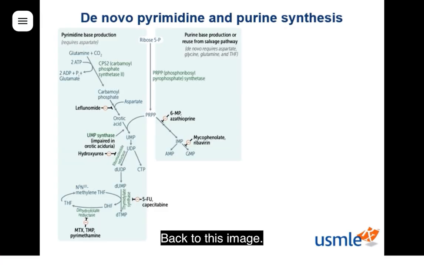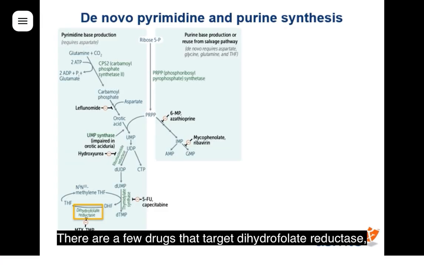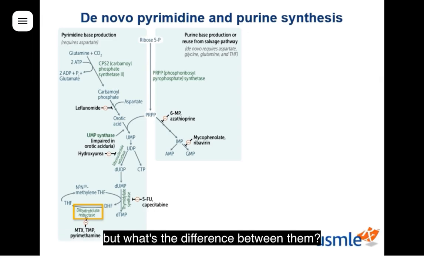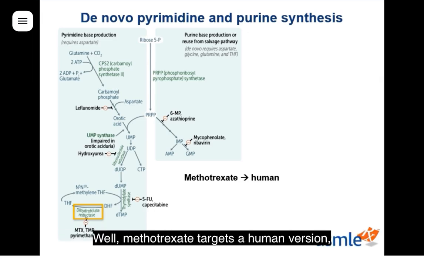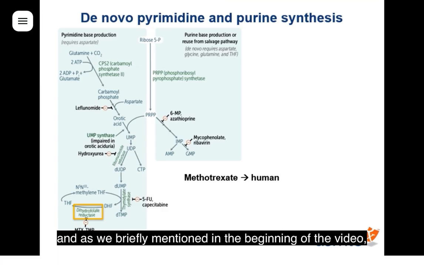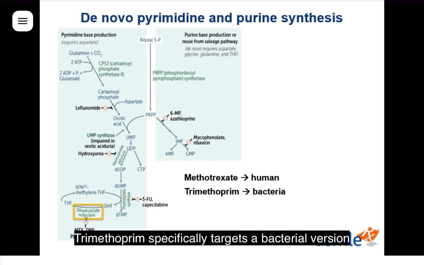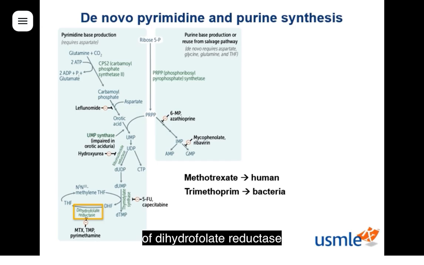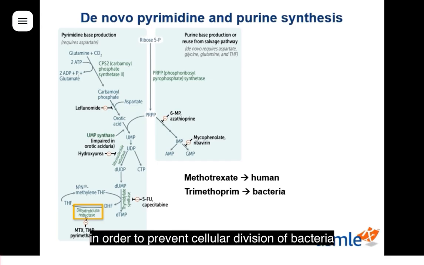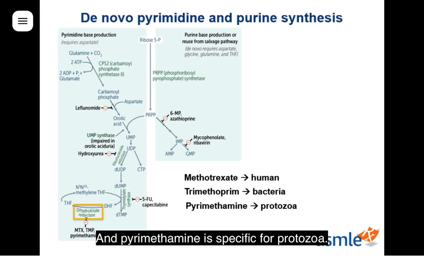Back to this image. There are a few drugs that target dihydrofolate reductase. But what's the difference between them? Well, methotrexate targets a human version, so it's used to treat cancer, and as we briefly mentioned at the beginning of the video, is also a very common drug used to treat RA. Trimethoprim specifically targets a bacterial version of dihydrofolate reductase in order to prevent cellular division in bacteria without having much of an effect on the patient. And pyrimethamine is specific for protozoa.